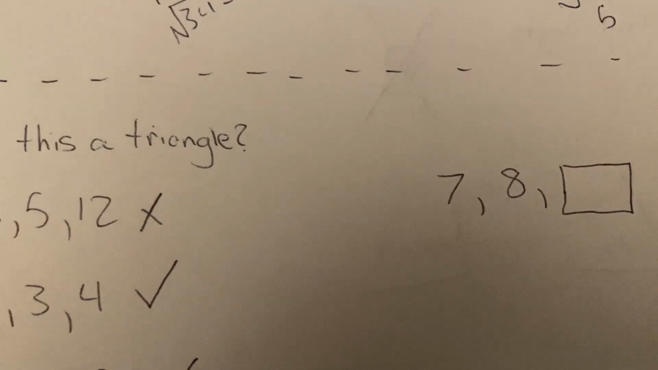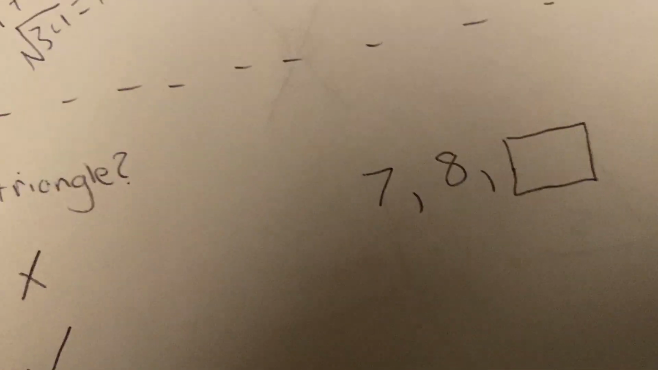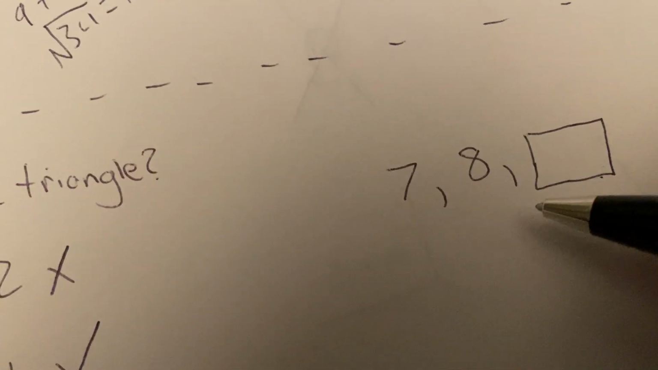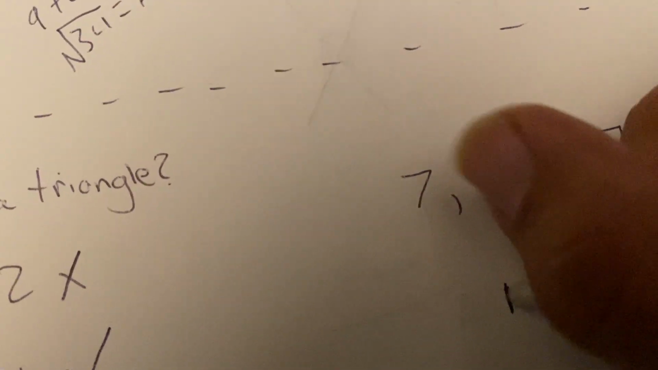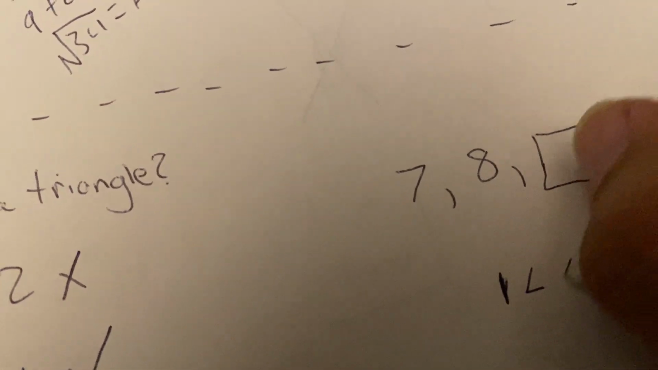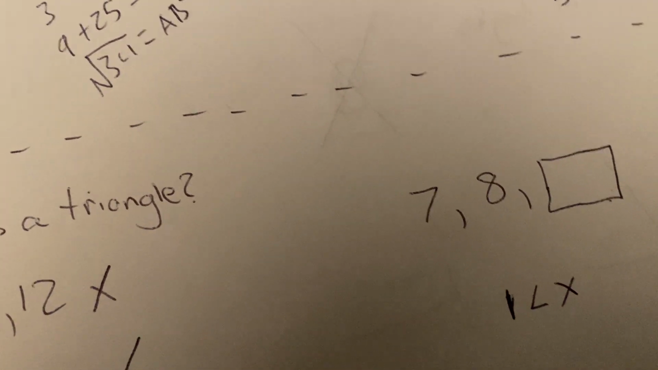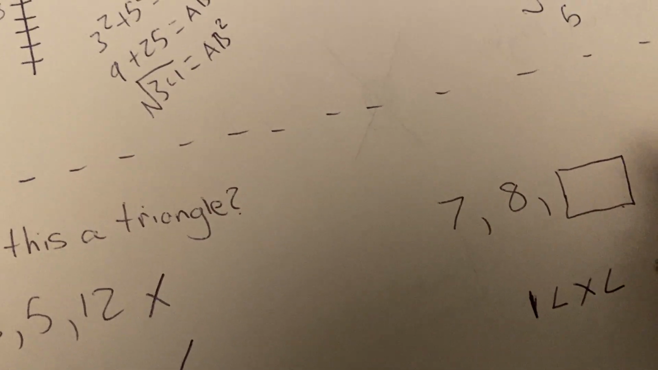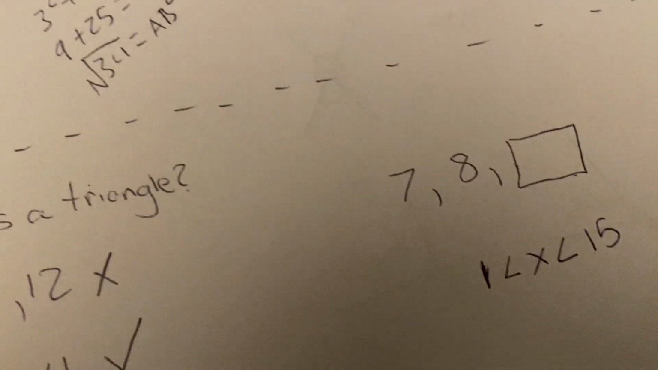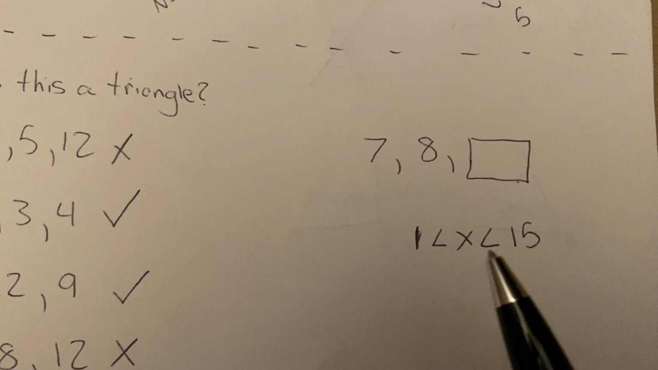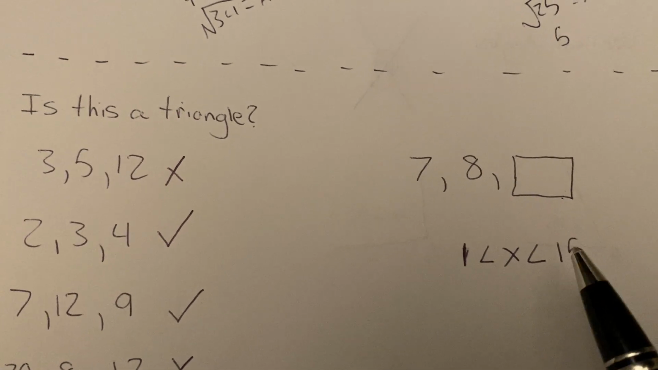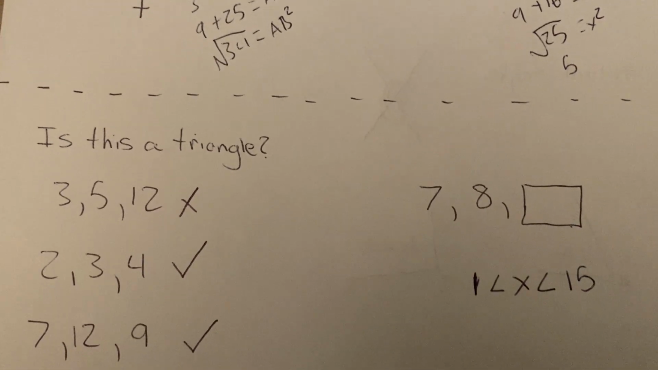Now, what if I asked you for all the possibilities of this third side? Okay, of this third side. What are all the possibilities? So first I would subtract these numbers, giving me 1. Okay, and I know that the length of the third side has to be larger than that. Then I would add these numbers, making the largest it could possibly be 15. So I know that all of the answers are between 1 and 15. Can it be 15? No. Can it be 1? No. It has to be between 1 and 15. Those are all the possible scenarios for here.